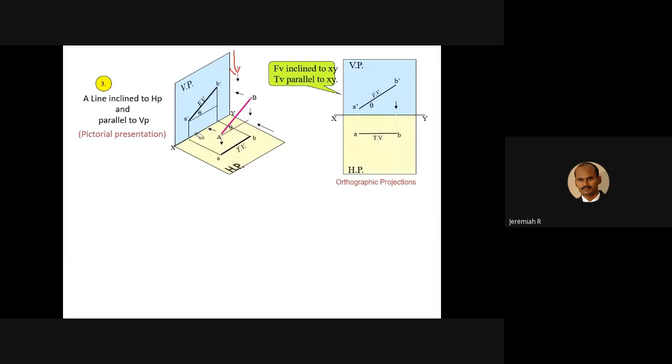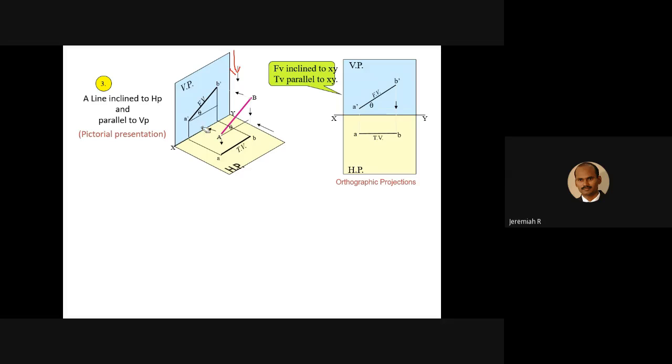If point A is 20 mm in front of VP, you have to consider 20 mm from here. If point A is 10 mm above HP, you have to consider it here. In the front view, you have to consider the above-HP distance, because when you see from the front, only the above-HP distance is visible. In the top view, only the in-front-of-VP distance is visible, and the above-HP distance will not be visible. If the problem says point A is 20 mm above HP, then from here A dash is 20 mm.